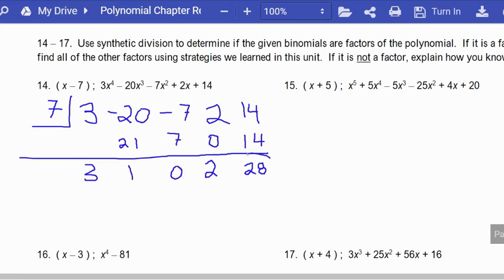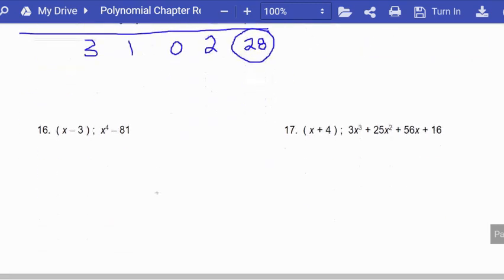So for this one, since I have a non-zero remainder, that just means that 7 is not a zero, which means x minus 7 is not a factor. So I would just stop this one because what I have left here can't come out evenly. And so I really can't go any further with this one, which is a little bit of a shame. Let's take a look at one that we can go a little bit further with.